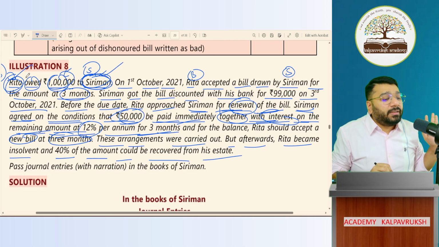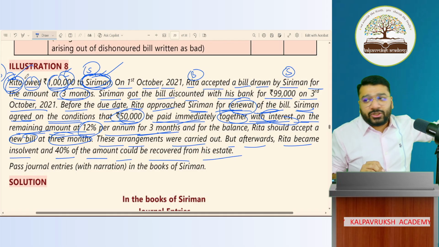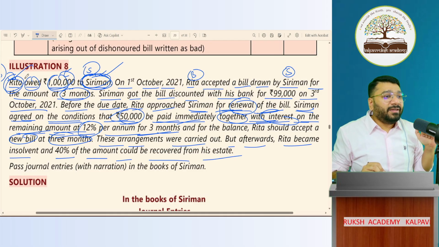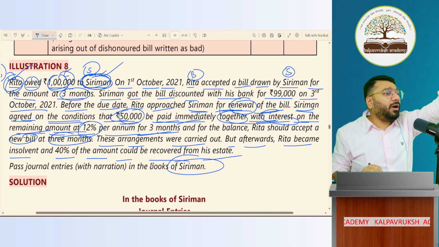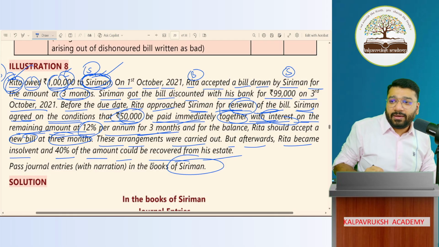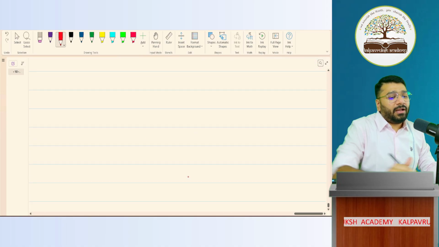Deficiency for Rita. Ideally, they should have asked the question in whose books of accounts? Which is more complicated? Rita. But what have they asked? Siriman. So Rita's books of accounts is your homework. Siriman, I will do it. Okay, not okay. Diagram required or not required? Not required. Okay, don't scold.